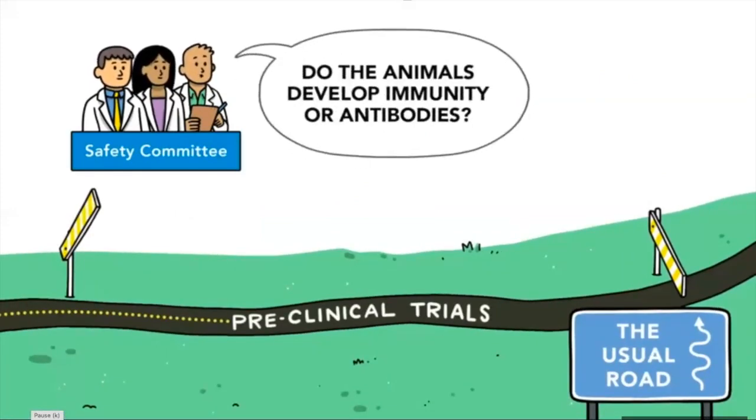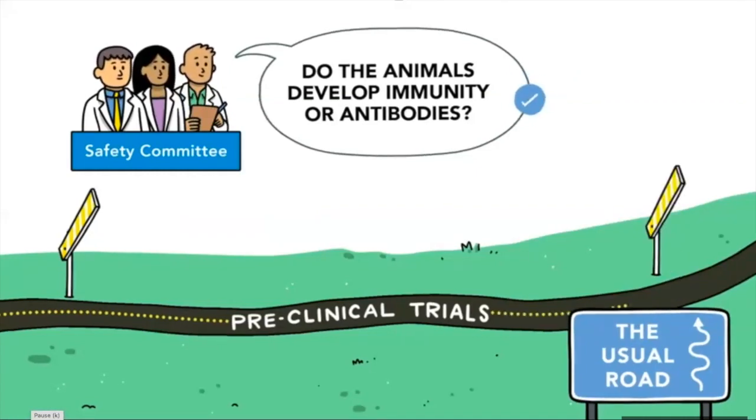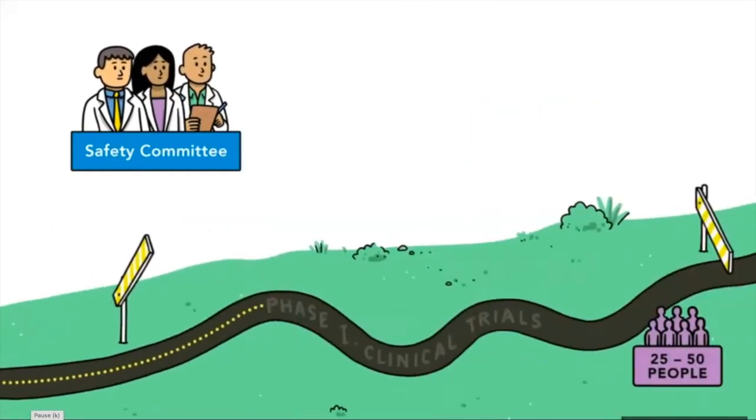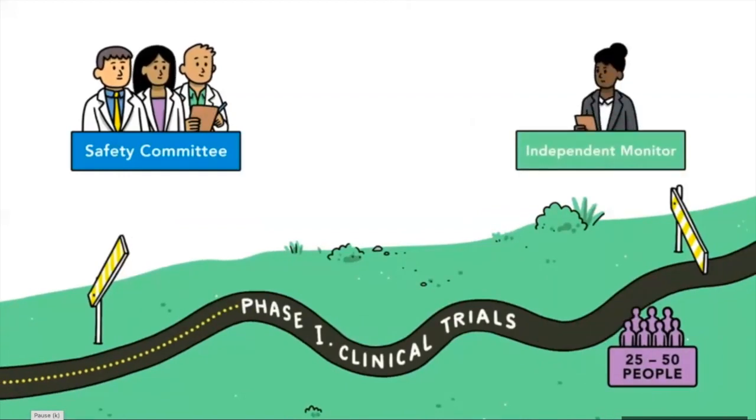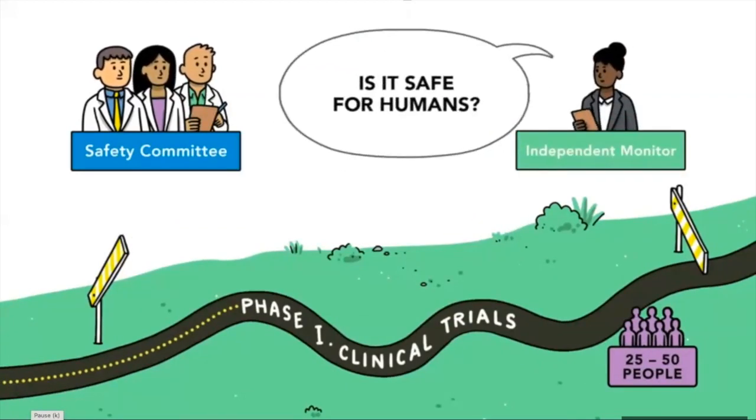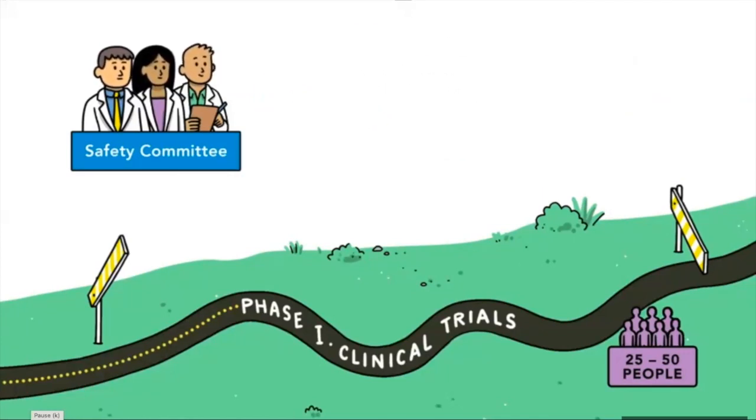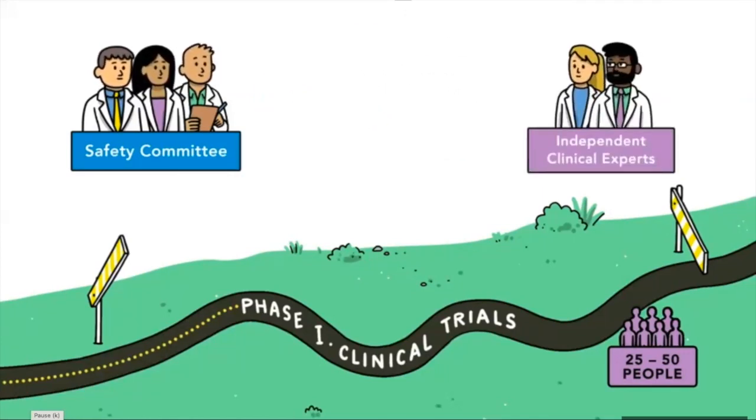During preclinical trials, the vaccine is tested on animals to determine whether they develop antibodies to the disease-causing germ. If these trials are successful, the candidate vaccine moves on to phase 1 trials in humans, during which the vaccine is given to a small number of healthy adults to assess its safety in humans. The results of every phase are reviewed by independent clinical experts who assess the research team's findings.